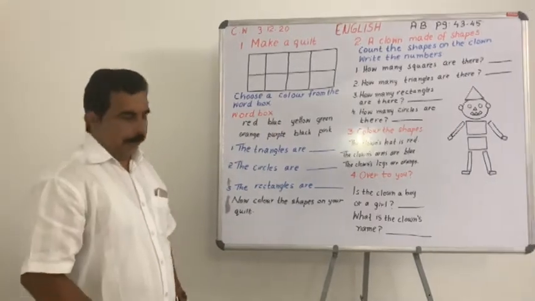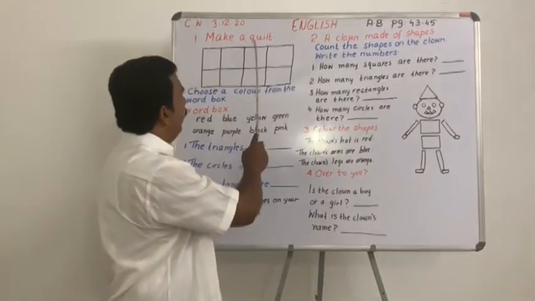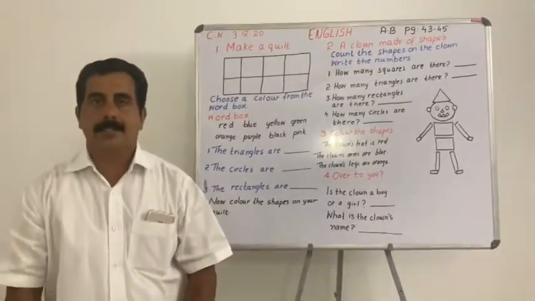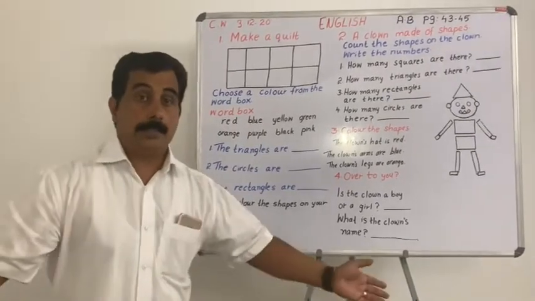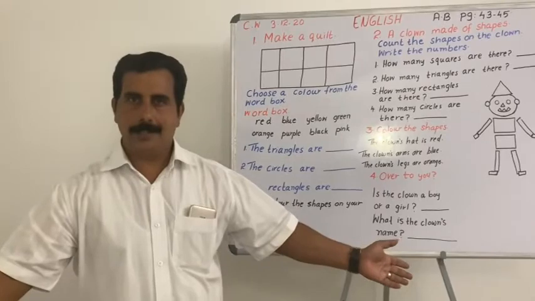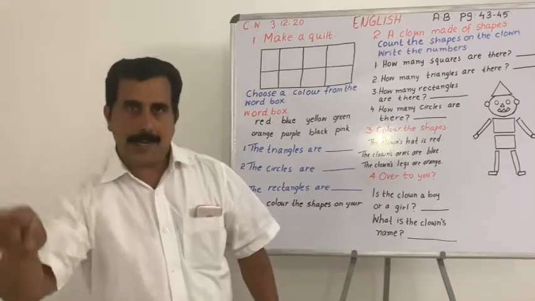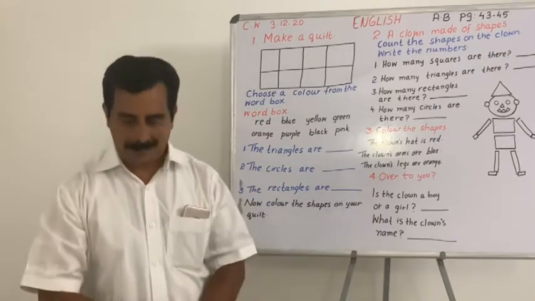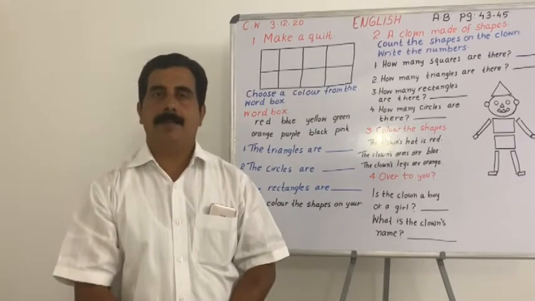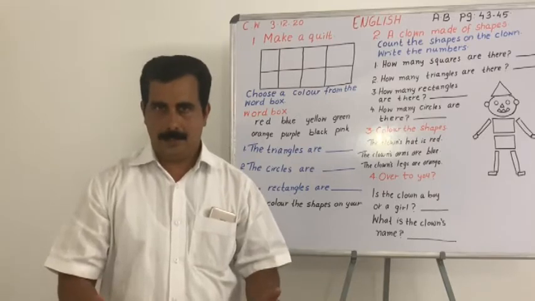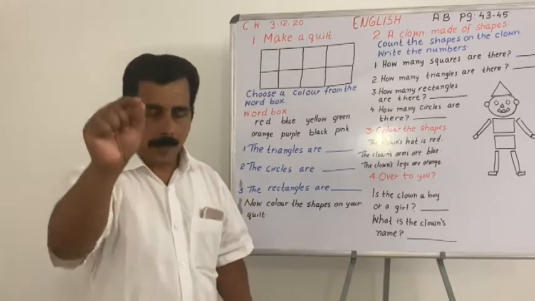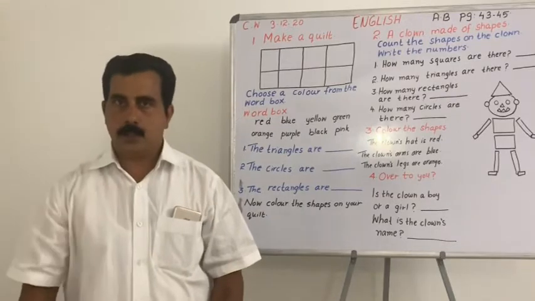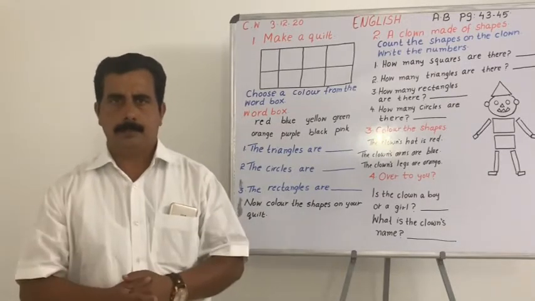Look here. Number 1, make a quilt. But before that, there's a small question you can find. I can talk about shapes. Are you able to talk about shapes? What are the shapes? Like squares, circles, rectangle. Are you able to find or identify them? If you can talk about the shapes, circle the happy face. No, just read. If you are able to talk about shapes, only circle. Or else you can circle the sad face, as you like.